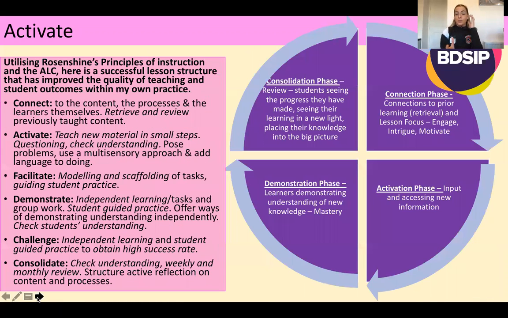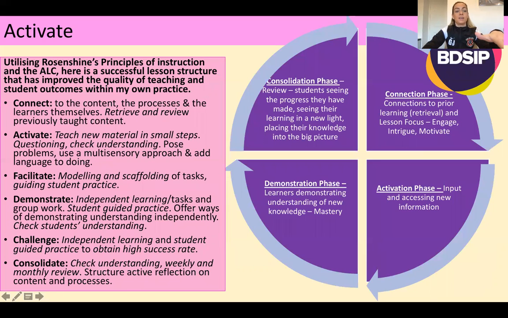So this is what the cycle looks like. You have 4 stages: connect, activate, and then demonstrate and consolidate. Within my particular context, I have developed that structure, including challenge and facilitate as well, so that every lesson meets all of the needs of all of our students, really. Utilising Rosenshine's principles of instruction and the ALC, here is a successful lesson structure that has improved the quality of teaching and student outcomes within my own practice.